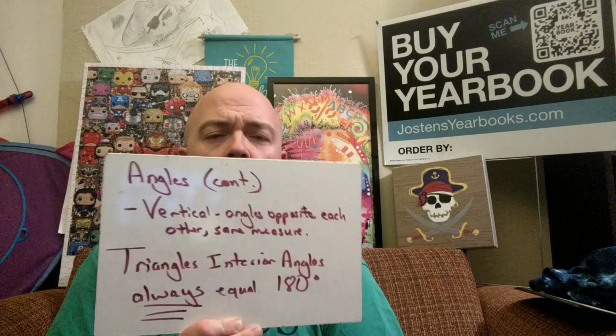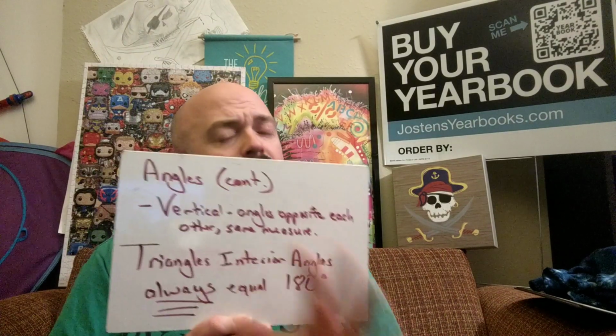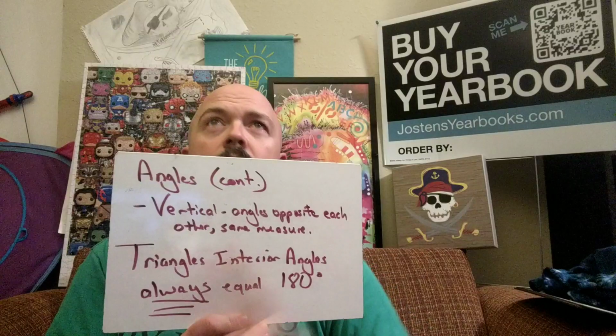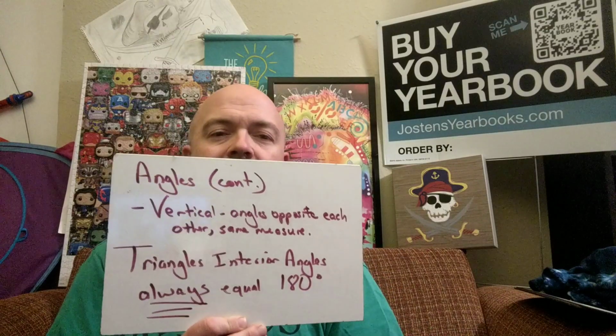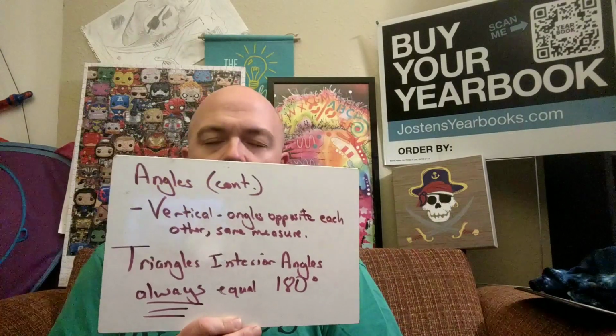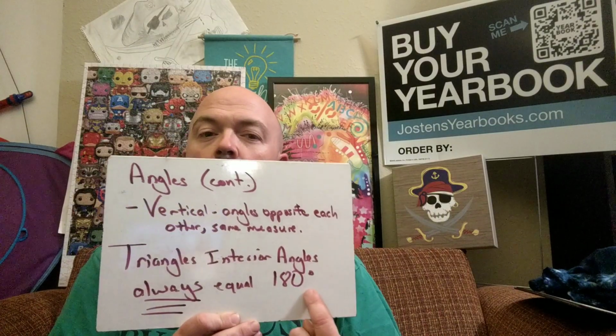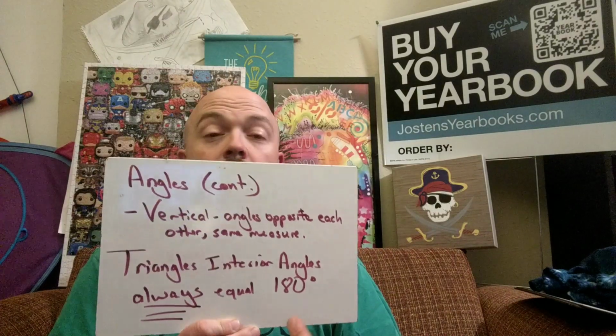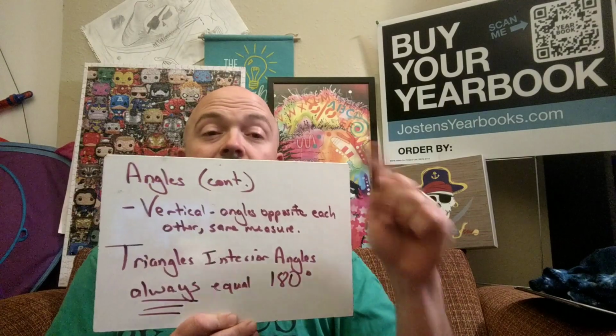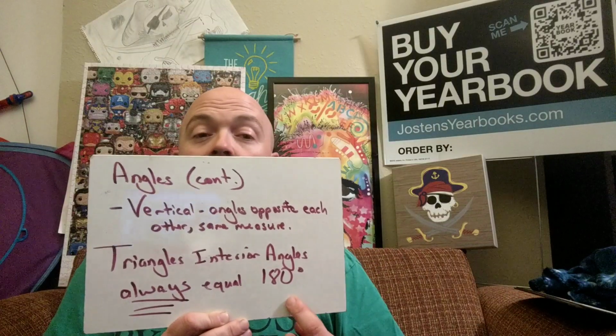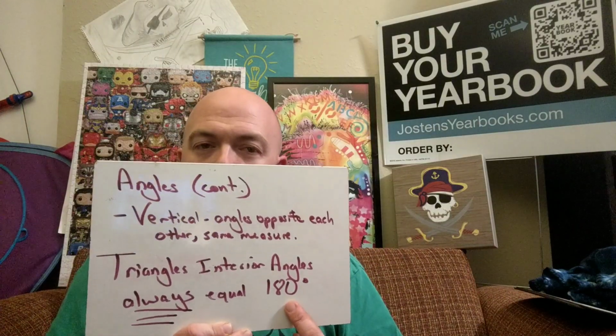Also important to know when it comes to the Study Islands, the angles and triangles. Remember, every triangle, no matter what the look of it, every triangle, when you add up all the interior angles together, has to equal 180 degrees. No matter what the triangle looks like, every interior angle, when added together, will equal 180. Okay? Those are the two important pieces I wanted to bring up when it came to the angles.